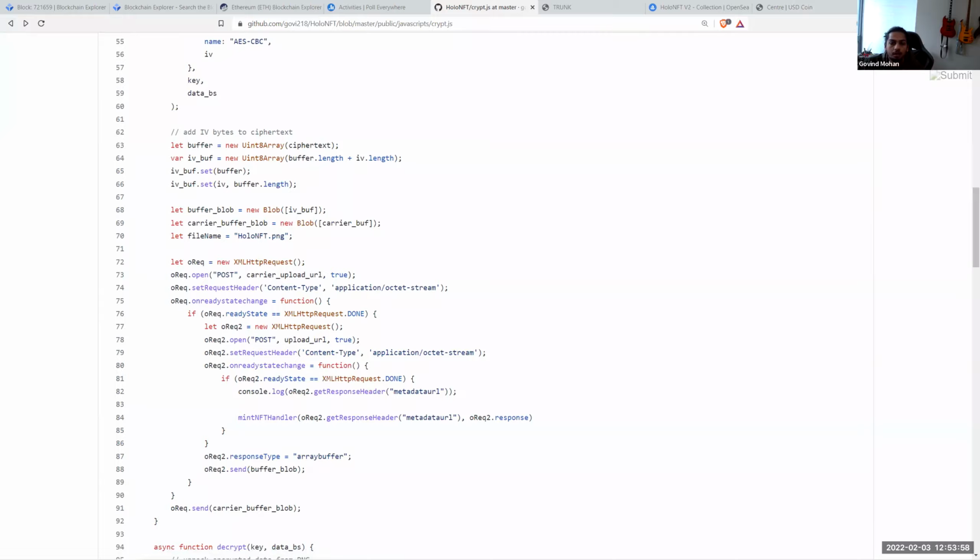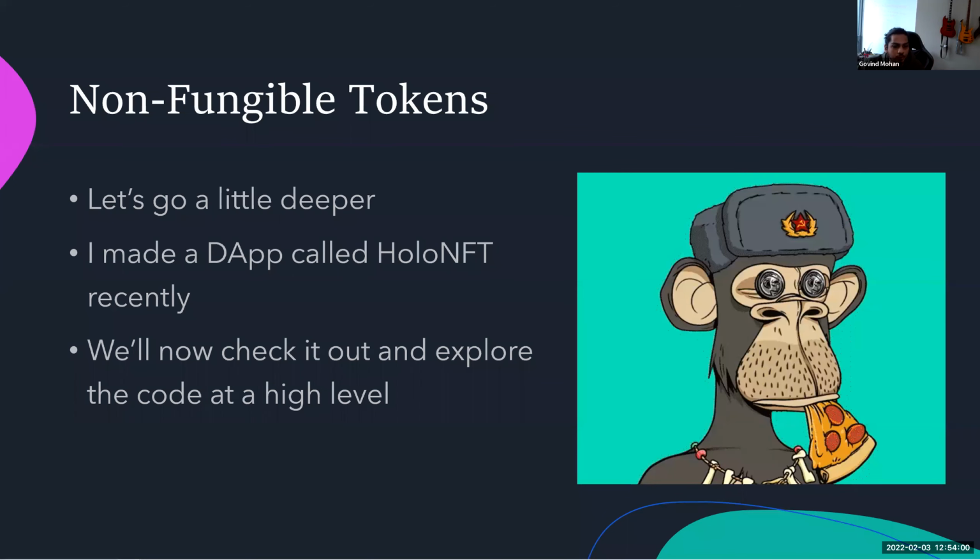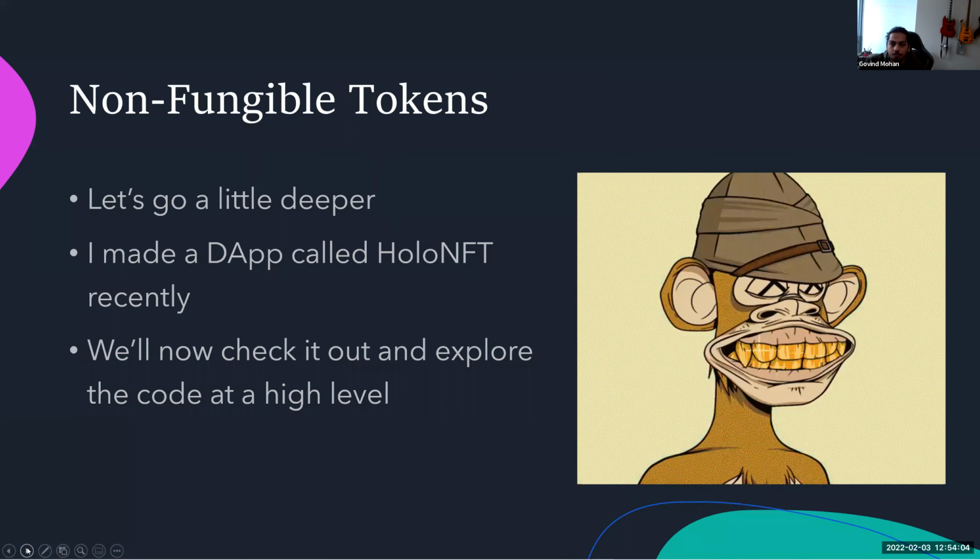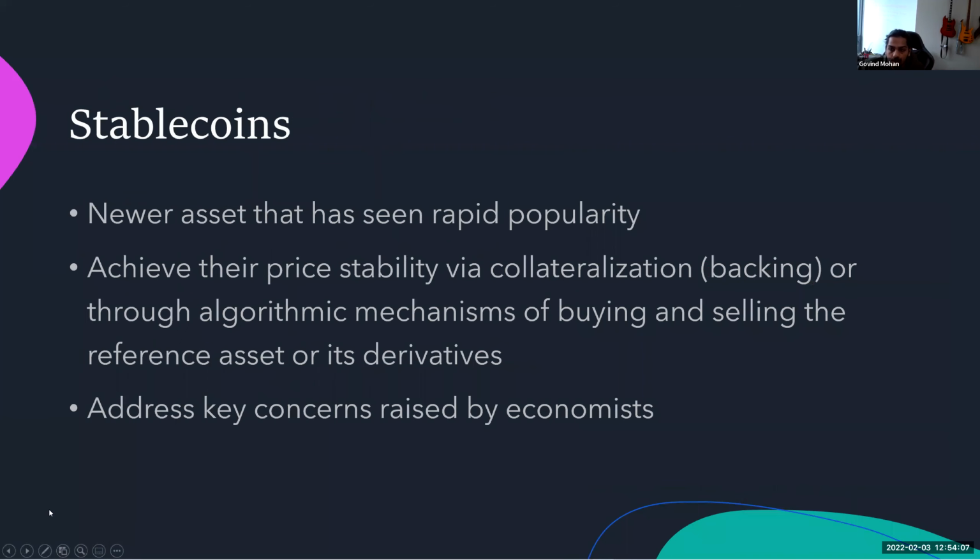Yeah, I'm happy to answer more questions on chat, but I want to go faster because I've got a little bit more content to cover. Stablecoins. They're a newer asset that has seen rapid popularity, and they achieve their price stability with collateralization, which is some kind of backing in some kind of real asset. And they address some key concerns raised by economists, specifically regarding monetary policy.